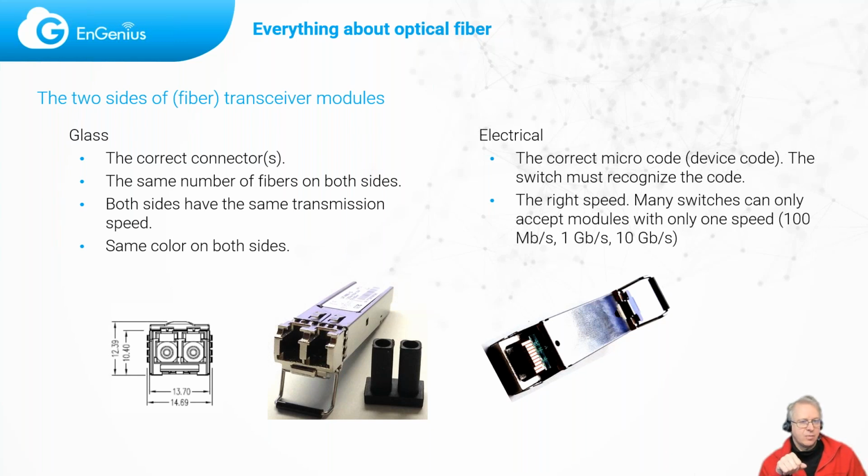There it's important that the switch recognizes the device using a microcode, and also that the correct speeds are accepted. Many switches only accept the one speed. So if you have a switch that supports 1 gigabit modules, and you're trying to put in an old 100 megabit SFP, it will not work. And if you put in a 10 gigabit in a normal SFP port, it will also possibly not work. And the other way, if you put a 1 gigabit module in a 10 gigabit port, it might also not work. In some cases, it's compatible. Then it will just choose the slowest speed that's supported.